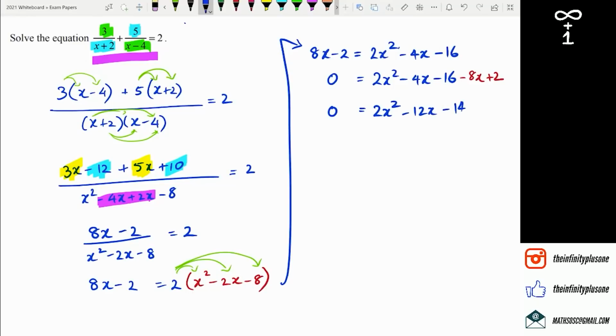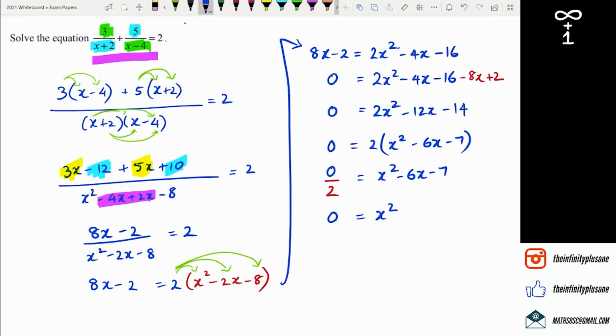Now at this point you can use the quadratic formula where you have a coefficient greater than 1. But in some cases it's actually worth having a look at these numbers. Right now I'm looking at 2, 12, 14. I know that 2 is a common factor, so I can take out 2 as a common factor. And I can write this as x squared minus 6x minus 7. Now once I do this, I can take the 2 to the other side. So this becomes 0 divided by 2 equals x squared minus 6x minus 7. Now 0 divided by 2 is 0, so that's fine.